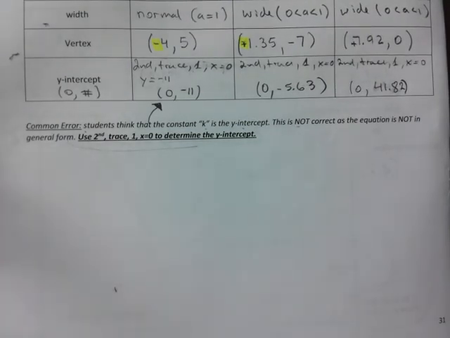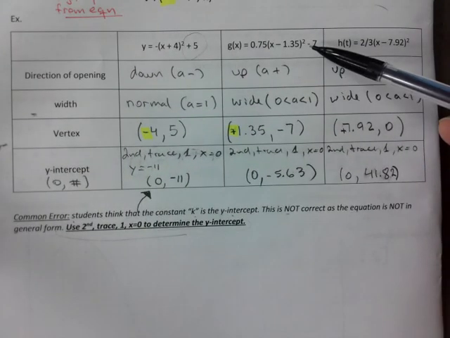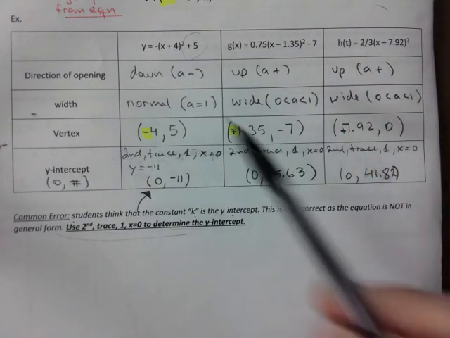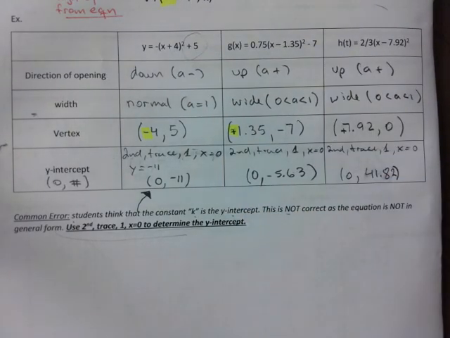Please don't fall for it. I'm probably going to ask you, hey, what's the y-intercept? And you're going to be tempted to say, right, 0, -7 or 0, 5. You can't do it if it's in brackets. If you see brackets, use your calculator for that. Okay.